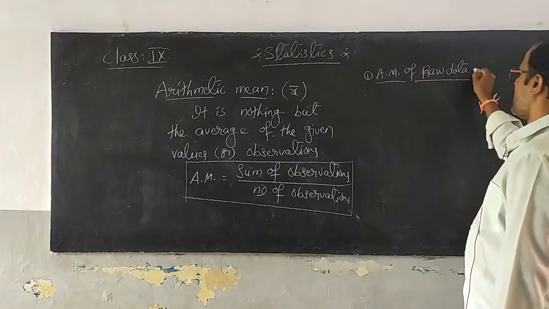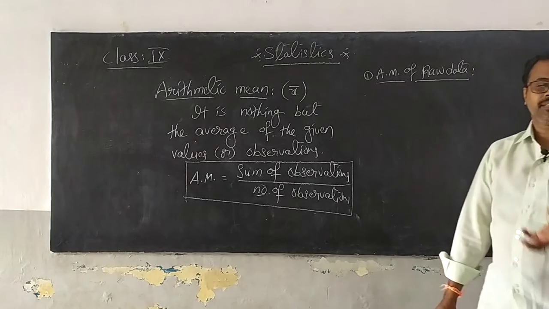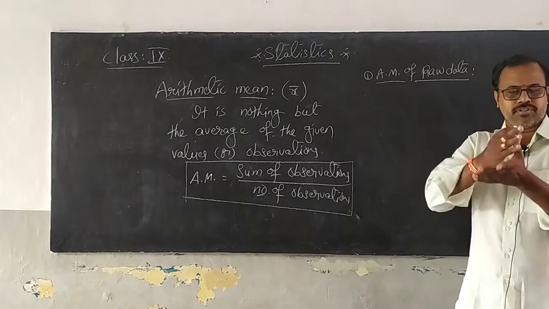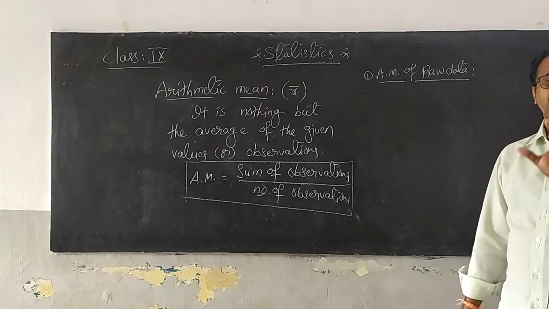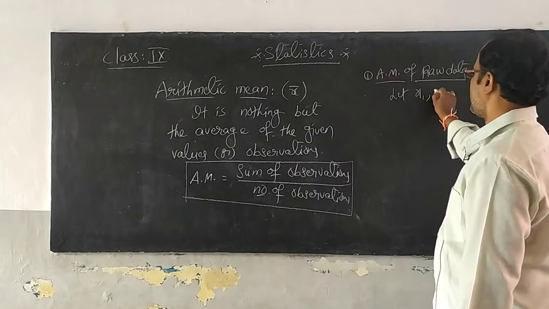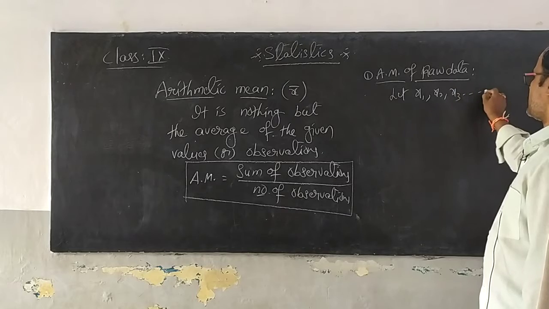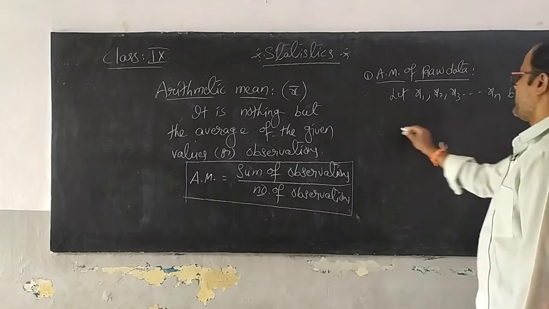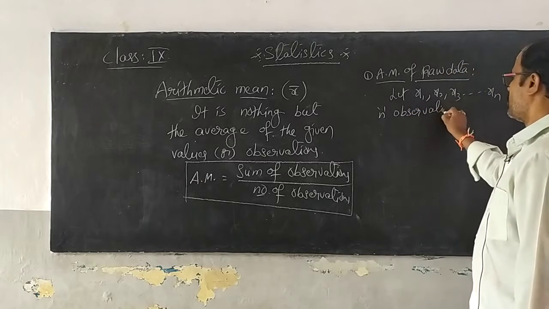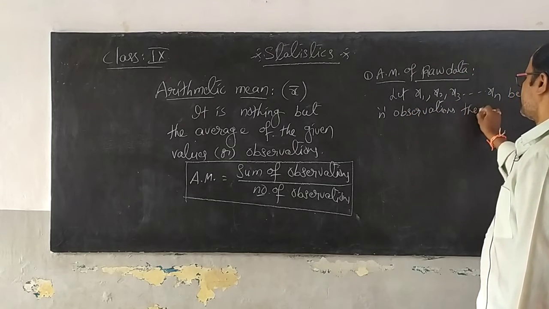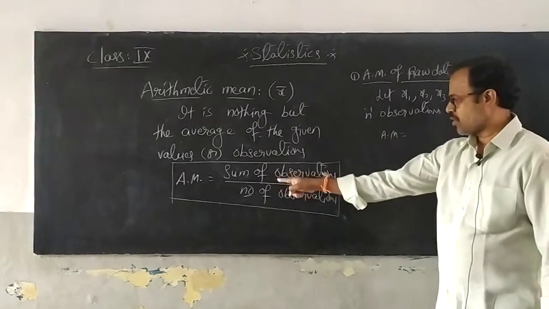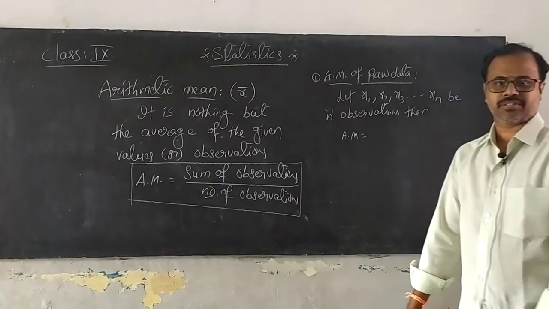Arithmetic mean of raw data. What is meant by raw data? The data which is not grouped. Okay, the data which is not grouped, which is not classified is called raw data. Okay, Nana. Let x1, x2, x3 so on xn be n observations. Then what is the formula for arithmetic mean? It is given here. Sum of observations by number of observations.